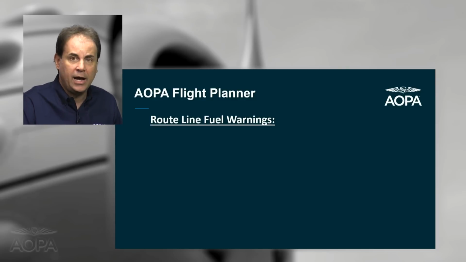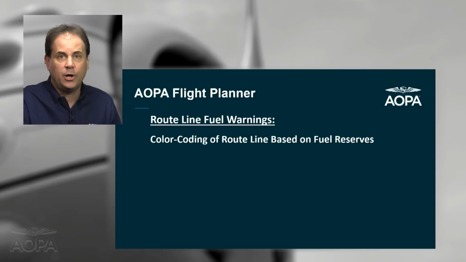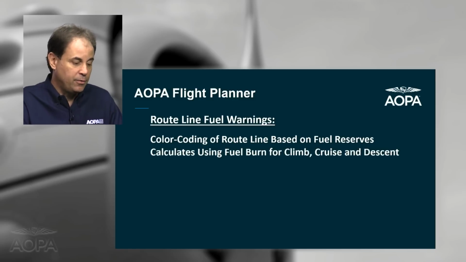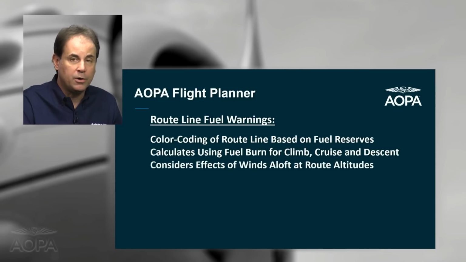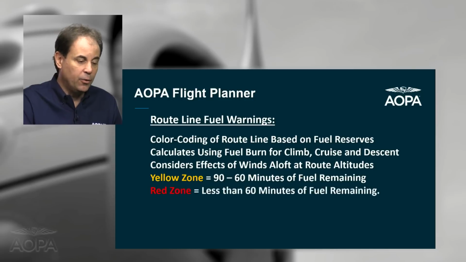So this is a good segue, again, for those people who may not know how this works. Basically, route line fuel warnings does color coding of the route line based on your fuel usage and your fuel reserves. Those color codings are based on your cruise, climb, and descent fuel burns, and they also consider winds aloft along your route. So we use the nav log, we know where your aircraft is going to be, and we can very highly predict where you're going to be fuel-wise. We color code the line two different ways. Yellow zone is between 90 and 60 minutes of remaining fuel. The red zone on the line is less than 60 minutes of fuel.